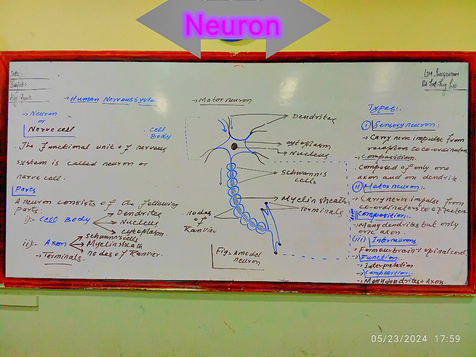Now if there is a cluster of neuron cell bodies which are enveloped by a lipid membrane, they give rise to a structure which is called ganglia, and a number of axons of neurons which are also enveloped by a lipid membrane are called a nerve. So this is all about the structure and function of neurons.